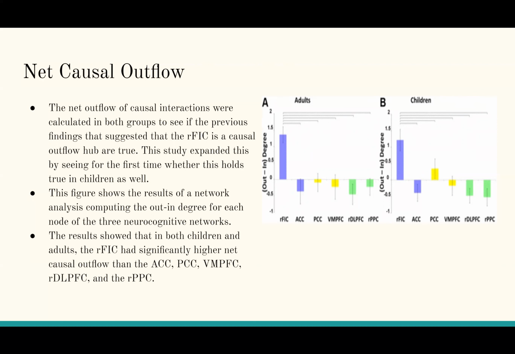And so the results showed that in both children and adults, the RFIC had significantly higher net causal outflow than the ACC, the PCC, the VMPFC, the RDLPFC, and the RPPC. Right here, they're really zoning in on the RFIC node, and this node having a significantly higher net causal outflow, which we previously said is big in controlling and affecting these interactions. So they're zoning in on a specific part of the brain that has this massive impact.